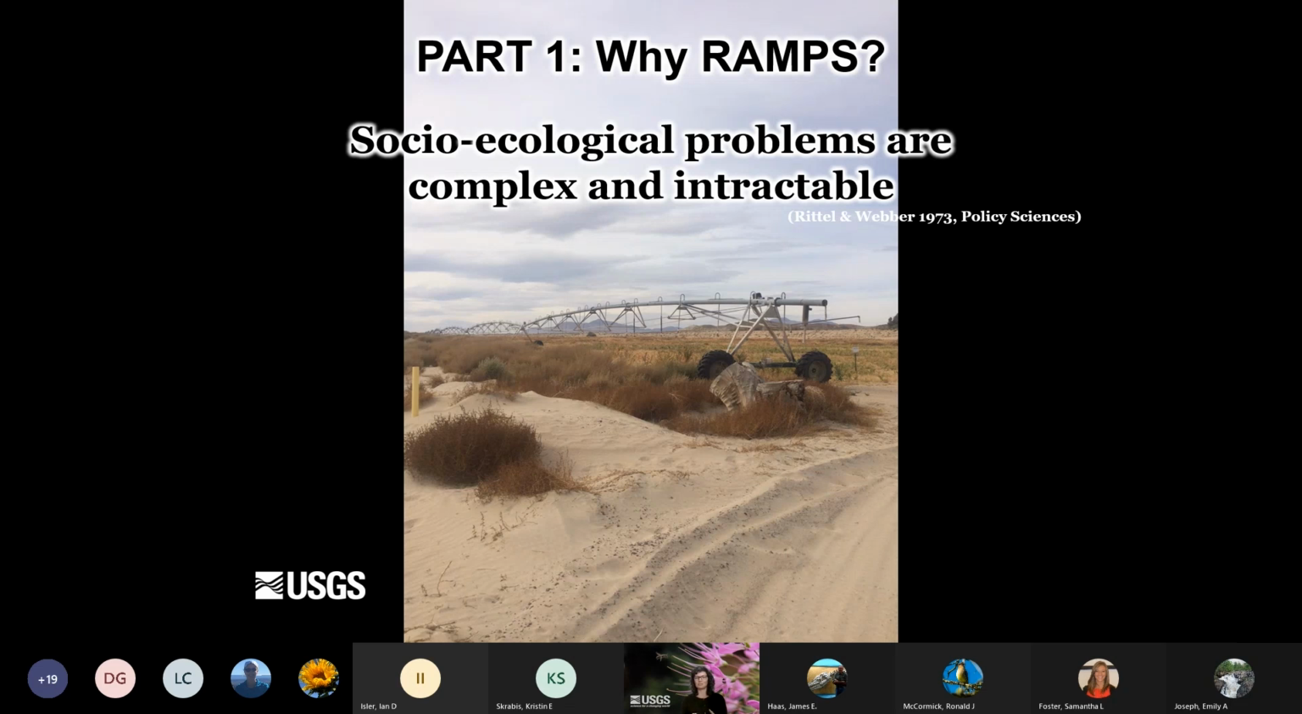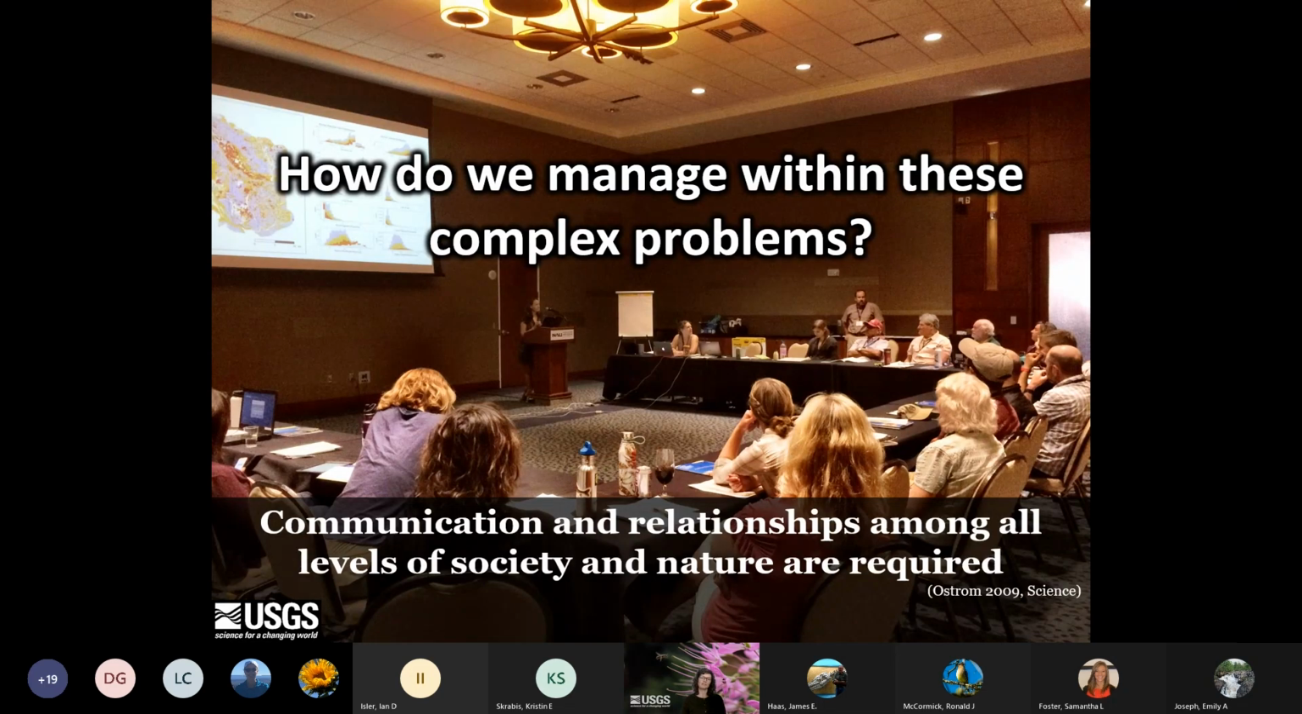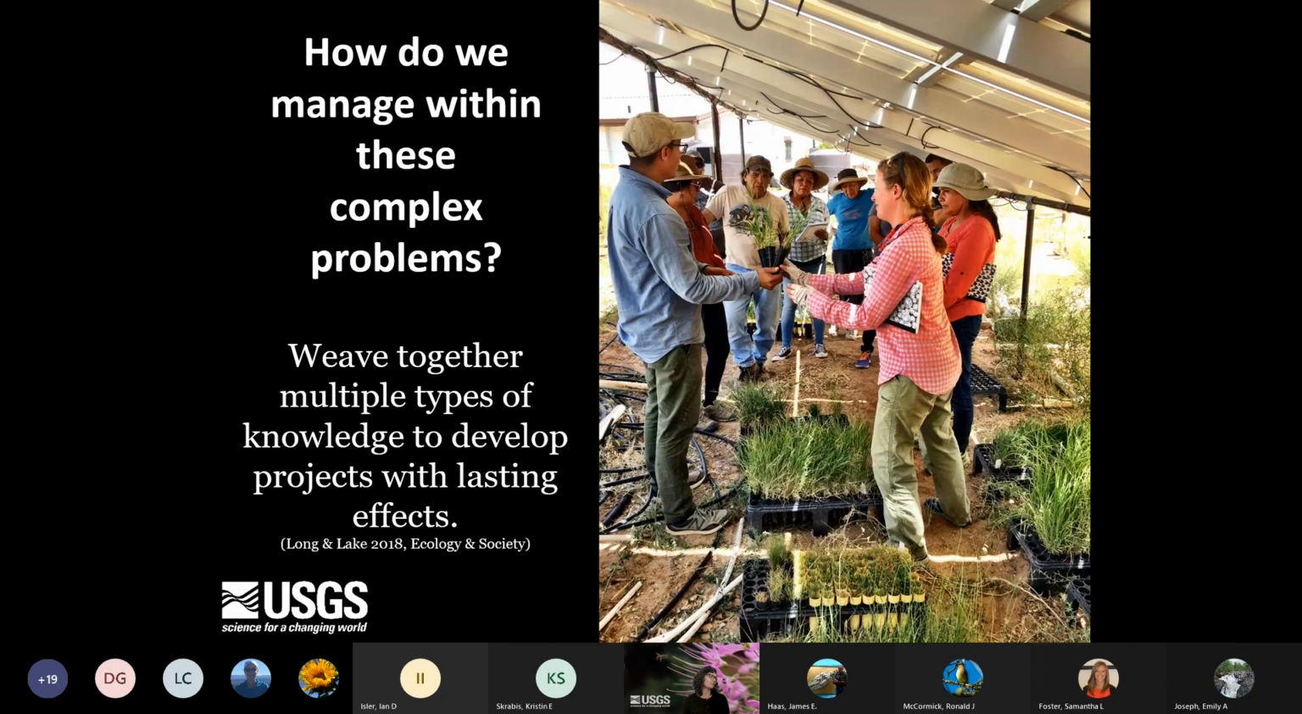And this issue was created by this sort of complex interactions between creating water supply and damming and farming and just the ecological properties of these areas. And so thinking about moving away from sort of these issues towards solutions, we feel that communication and relationships among all levels of society and nature are required to sort of address this. And this is a photo of us co-producing science with a number of Park Service managers. People sitting around a row of tables in a conference room with a projector.